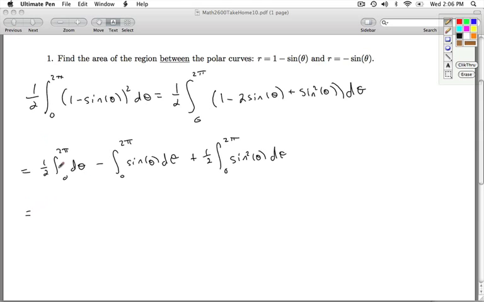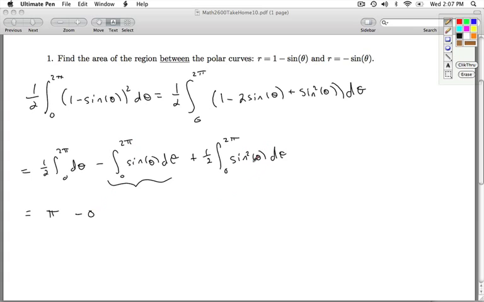I can dispense with these first two integrals pretty quickly. The integral of 1 d theta, I'm just going to get theta from 0 to 2 pi, so that's going to be 1/2 of 2 pi, which is pi. Here I'm integrating a trig function over an entire period. Anytime you integrate a sine or cosine over an entire period, the integral is going to be 0. The area above cancels the area below. So that's quick to deal with.